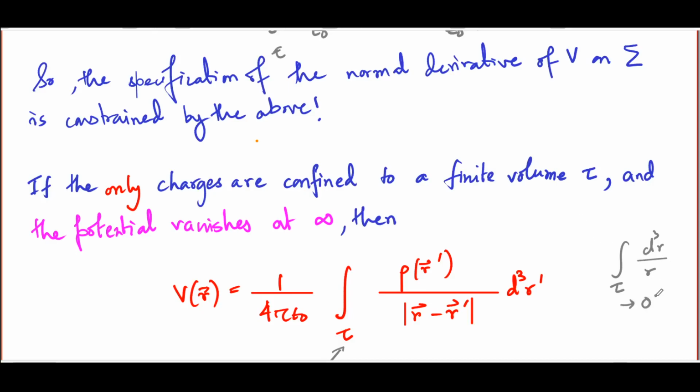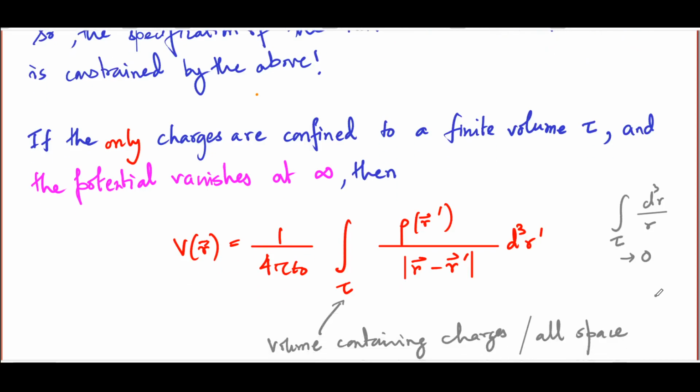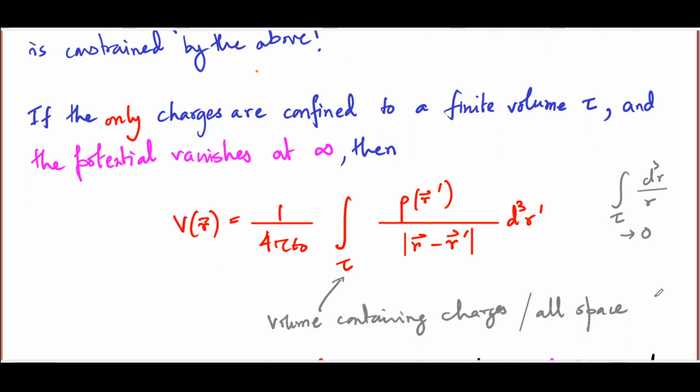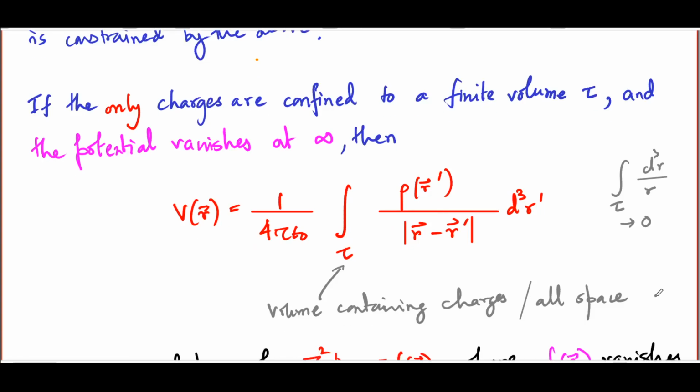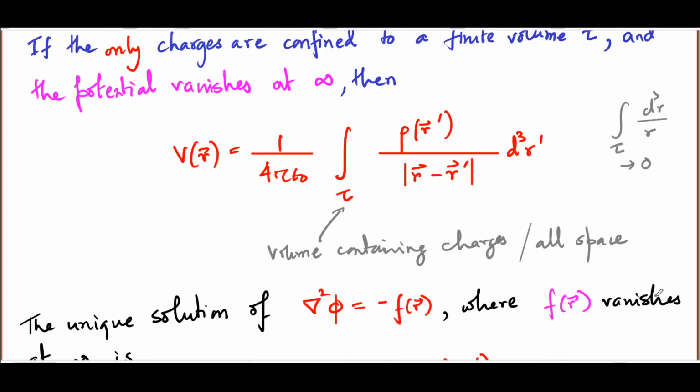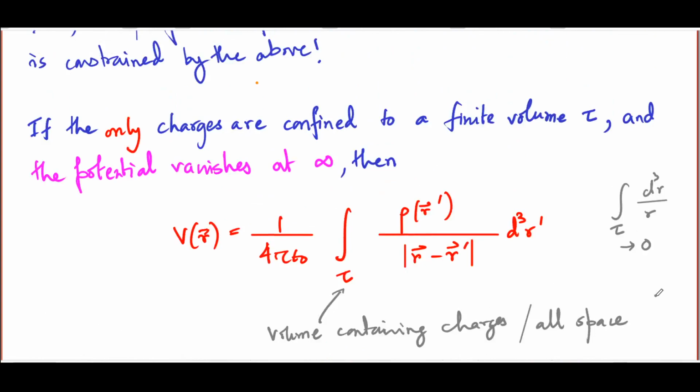So the uniqueness theorem tells us that this solution is going to be the unique solution to the Poisson equation Laplacian of V equals minus rho of R by epsilon 0. But the condition here is that the potential must vanish at infinity and the charges be confined to a finite region. Of course, if the charges are confined to a finite region, the integral over tau can be done over that region or over all space, because the rest of the region will contribute nothing to the integral.